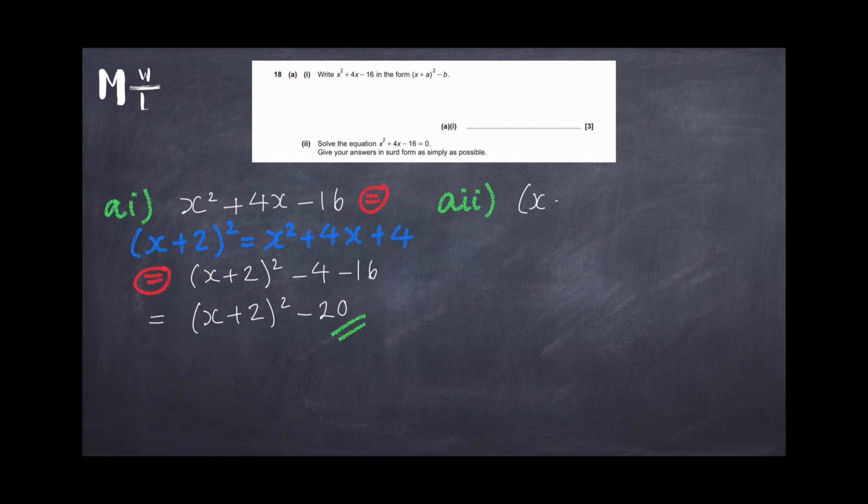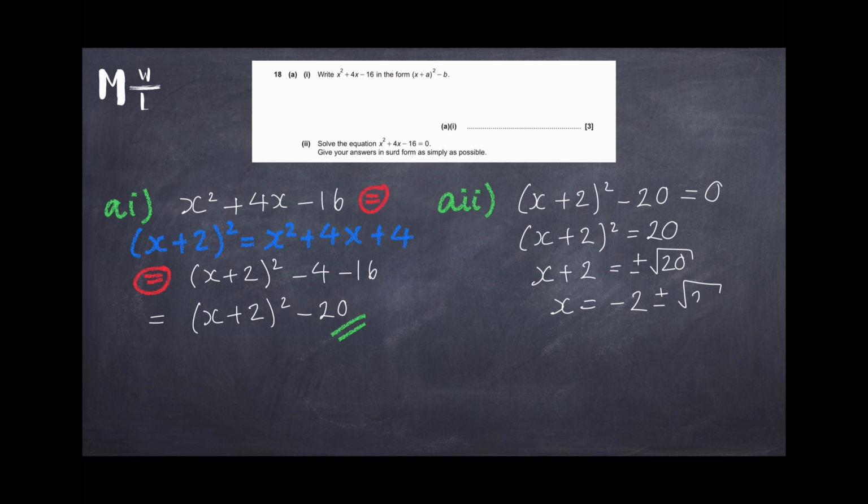For the second part, we now need to solve this equation. Well, we'll use the completed square format to get the exact results. So (x plus 2) all squared is equal to 20. Take the positive and negative square root of both sides and we'll get x plus 2 is equal to plus or minus root 20.